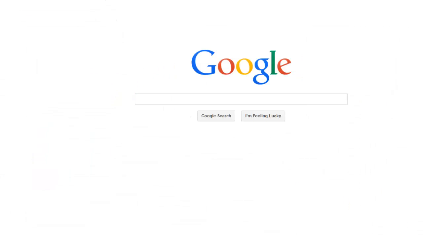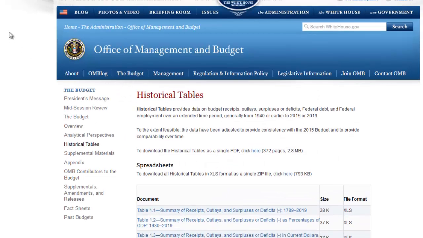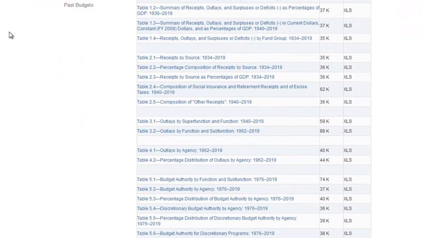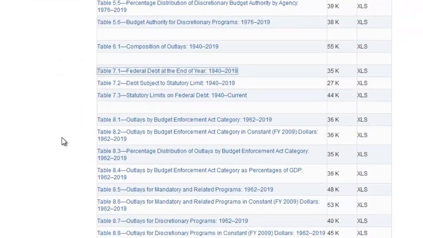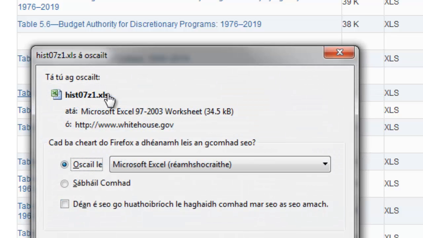All right, when we go to Google, very quickly, we get this page. On the White House website, there's a page for the Office of Management and Budget. It lists a whole bunch of tables, but it lists a table that's exactly what we're looking for: the federal debt at the end of the year from 1940 to the year 2019. Obviously, those are some estimates because it's only 2014.